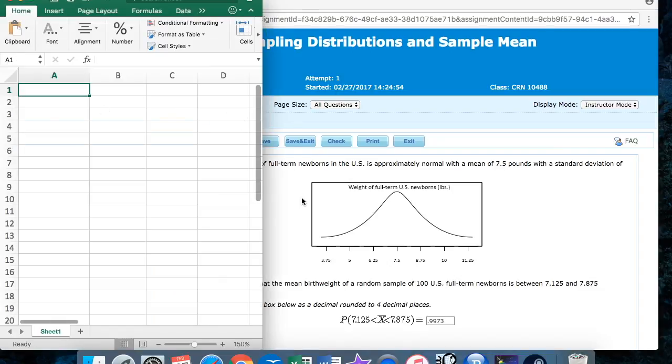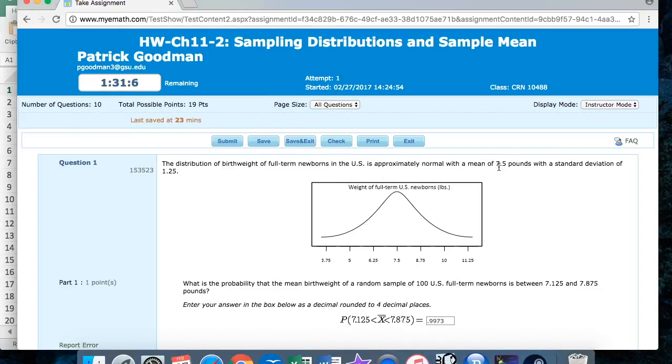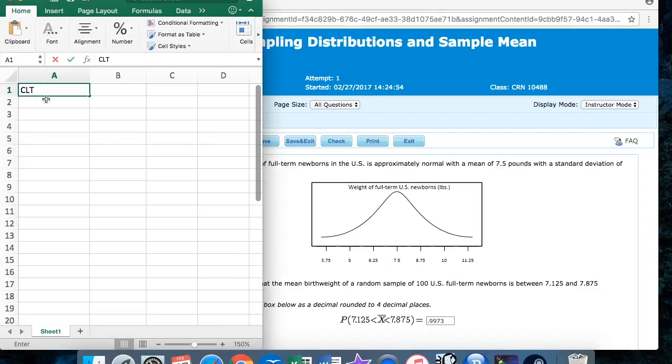The sample mean, if you're given your population mean, all the means of your samples are going to be the exact same as your population mean. The only thing that's going to change is your standard deviation, and this is based on the central limit theorem. So the central limit theorem, CLT, basically says kind of two things.